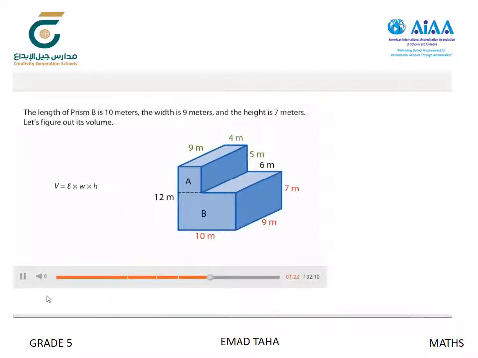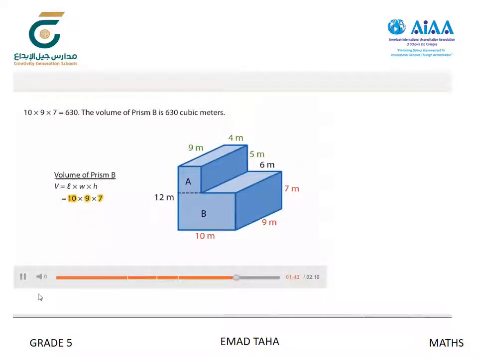The length of prism B is 10 meters. The width is 9 meters, and the height is 7 meters. Let's figure out its volume. 10 times 9 times 7 equals 630. The volume of prism B is 630 cubic meters.